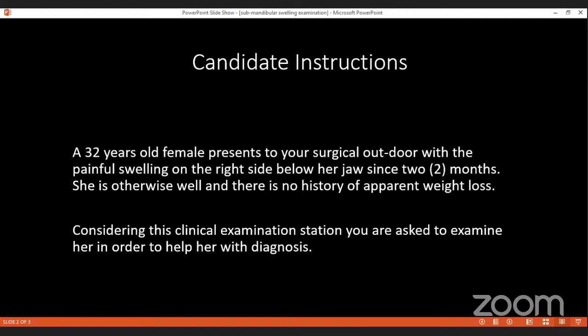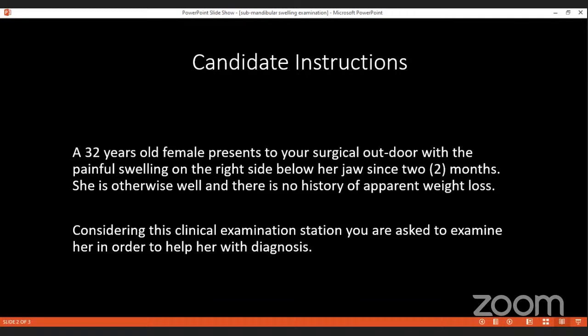Then I would like to complete my examination by performing a general cervical examination of all the glands in the neck, including the thyroid. Then after that, I will summarize my case.